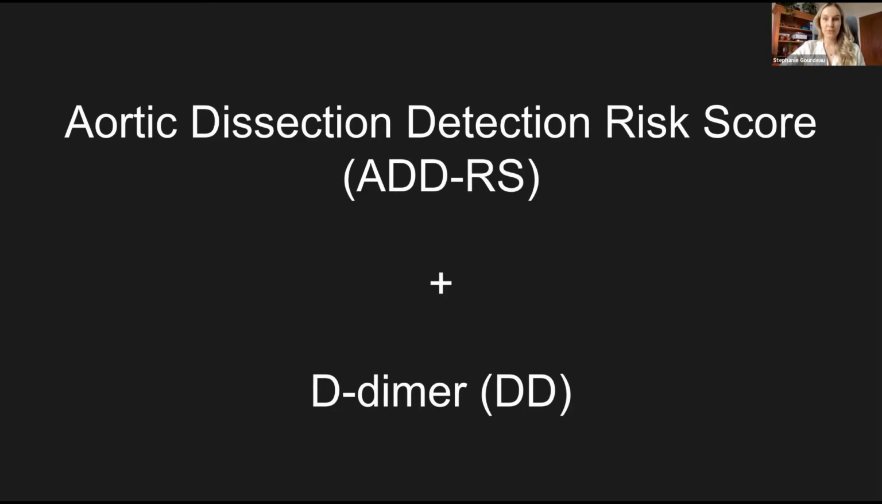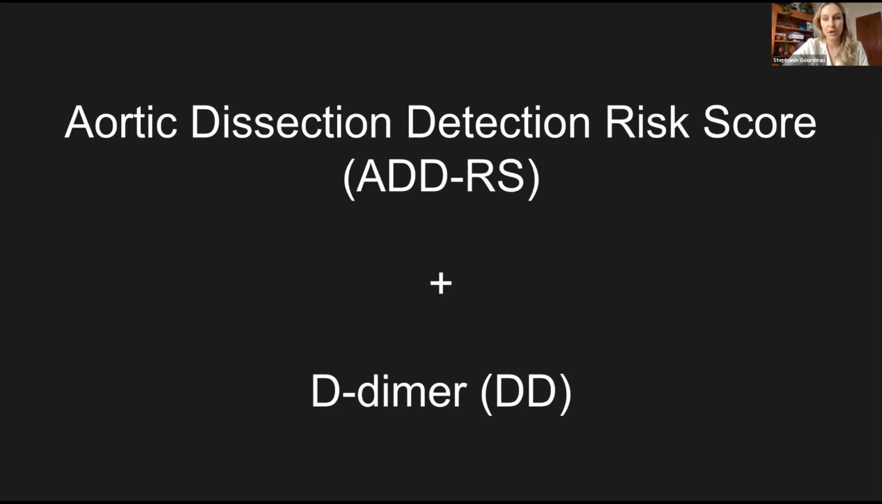So the aortic dissection detection risk score, which I will further refer to as the ADDRS, is a tool allowing standardized assessment of the pretest probability of acute aortic syndrome. D-dimer is a well-established rule-out biomarker for pulmonary embolism, and several studies have shown its high sensitivity for acute aortic syndrome also.